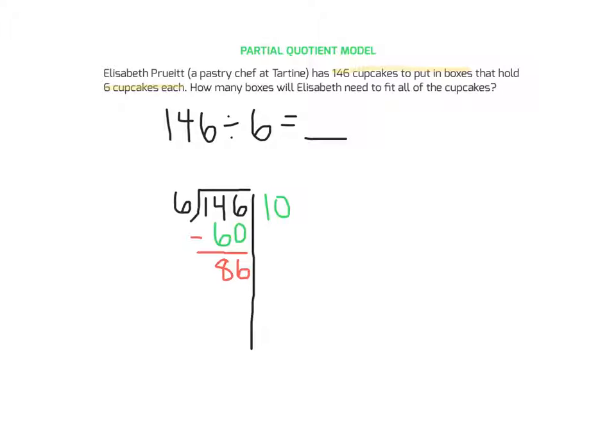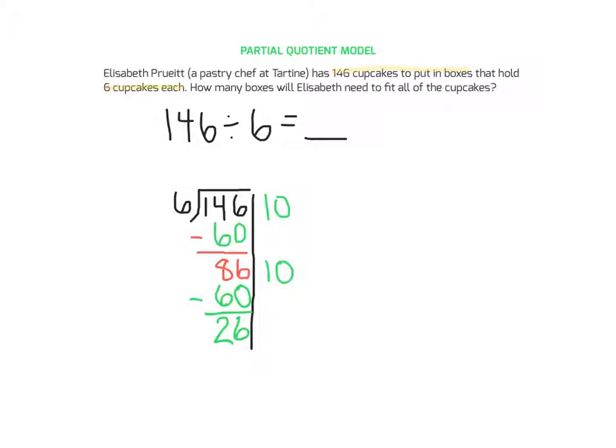still less than 86. So I'm going to put 10 over here to show that I'm passing 10 more groups of 6 out. And then I'm going to put 10 times 6, which is 60, here to show how many cupcakes I actually did pass out. And I'm going to find out how many cupcakes are left by using subtraction. So 6 minus 0 is 6. 8 minus 6 is 2. Now we have 26 more cupcakes to put into boxes.